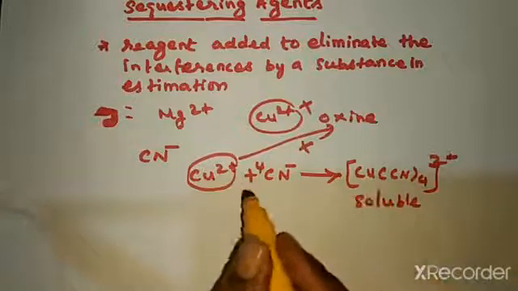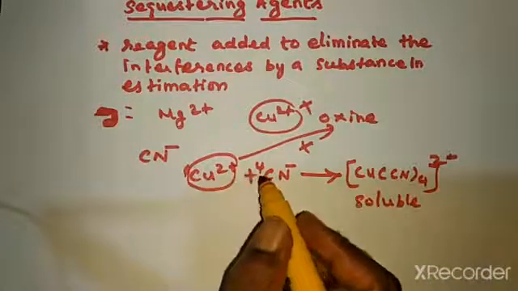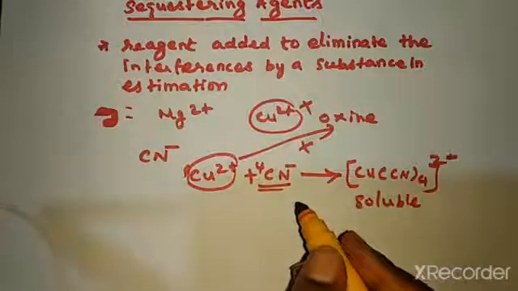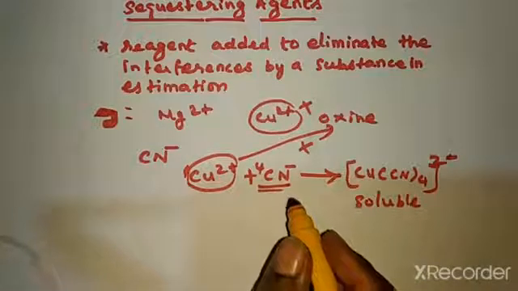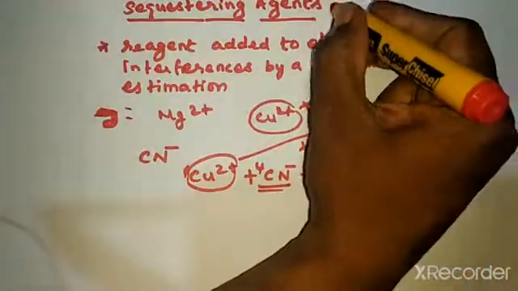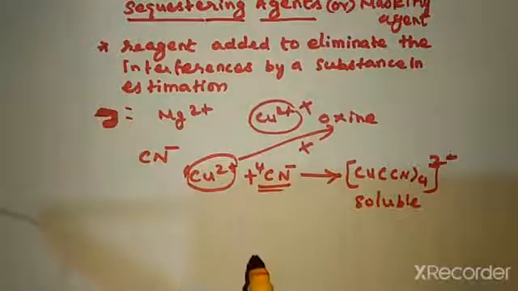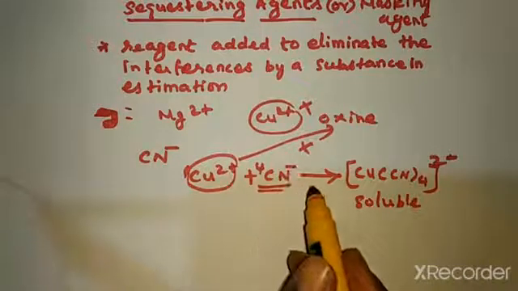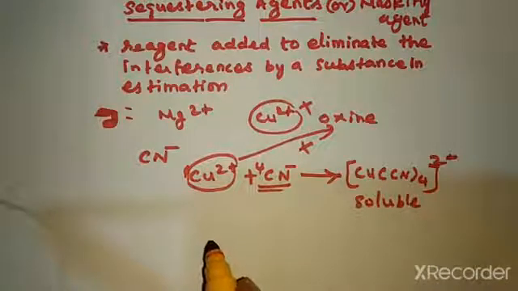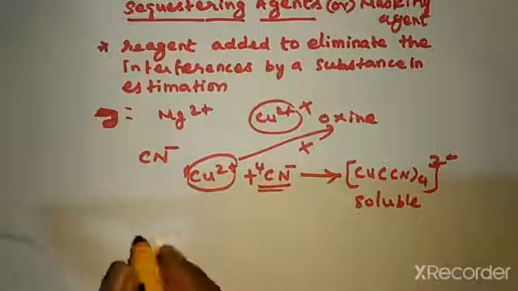Now here, to eliminate this copper 2 plus ion, we have used cyanide ion. This cyanide ion is called a sequestering agent. A sequestering agent is also called a masking agent. This is the purpose of adding a sequestering or masking agent. This process of eliminating an ion or a substance using a chemical agent, here cyanide, so that it does not interfere in the estimation of another ion or substance, is called sequestration.